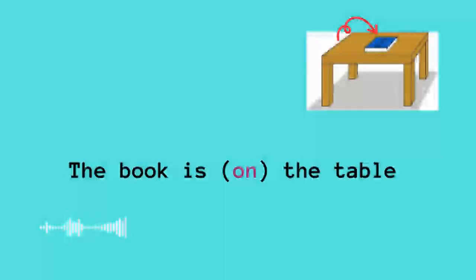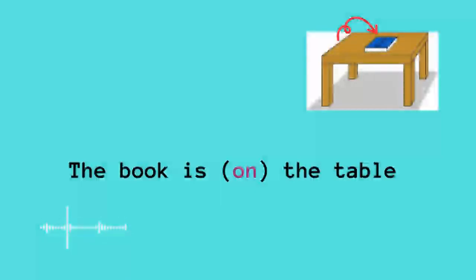Let's have a look at this example. The book is on the table. What does that mean? Let's have a look at the picture. Where is the book in the picture? The book is touching the table. So if the book is touching the table, we need to use on. So if the book is exactly touching the table, then we say on the table. Alright, so this is basically the use of on.